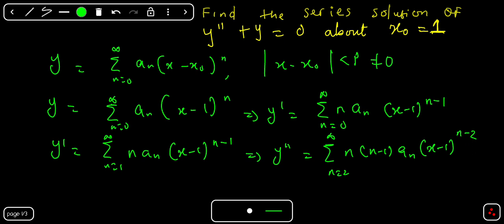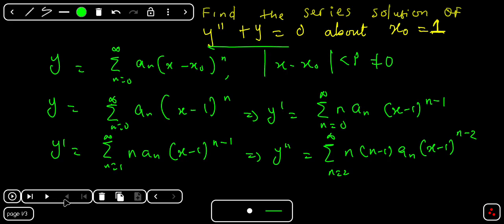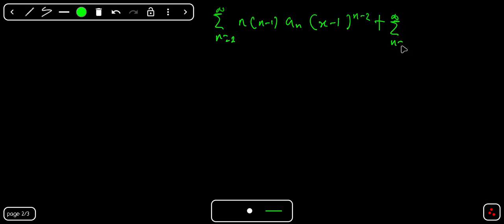So we have y'' and y. We can now substitute y and y'' into this equation. Okay, guys, so let's do that. If we do that, we're going to have y'', which is the sum of n from 2 to infinity of n(n - 1) a_n (x - 1)^(n-2), plus y, which is the sum of n from 0 to infinity of a_n (x - 1)^n, and everything is equal to 0.